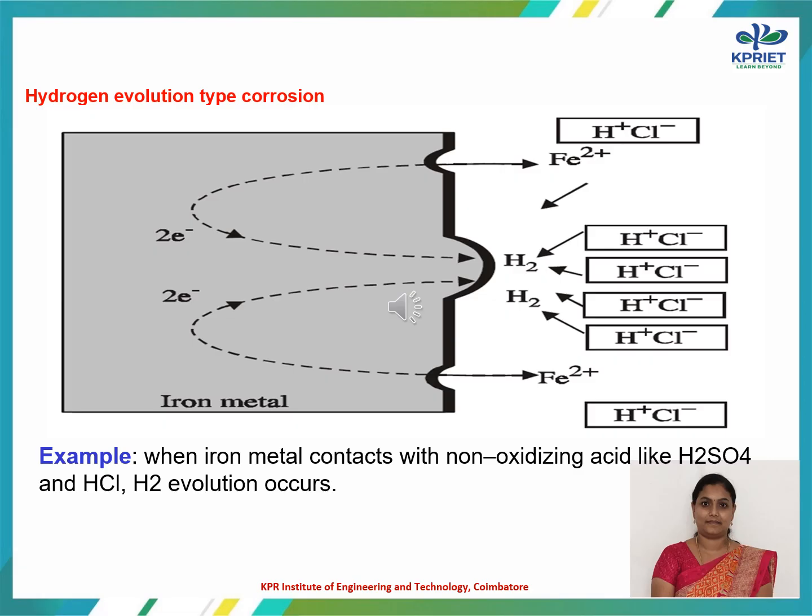This image explains how the hydrogen evolution type of corrosion occurs. The metal loses two of its electrons, which migrate towards the surface, where the proton present in the atmosphere accepts the electrons and gets reduced as hydrogen gas, which means when the iron metal contacts non-oxidizing acids like sulfuric acid and HCl, hydrogen evolution occurs.